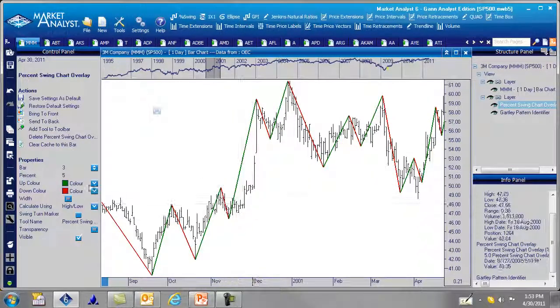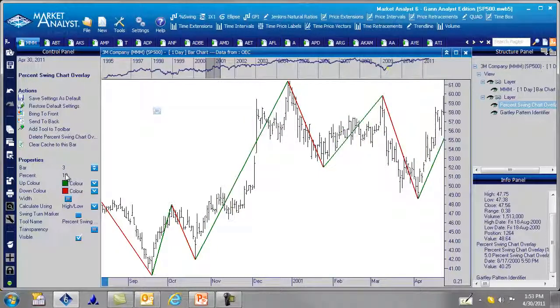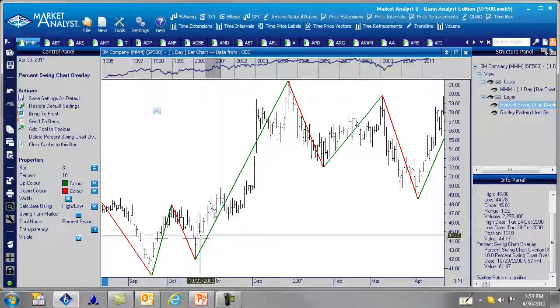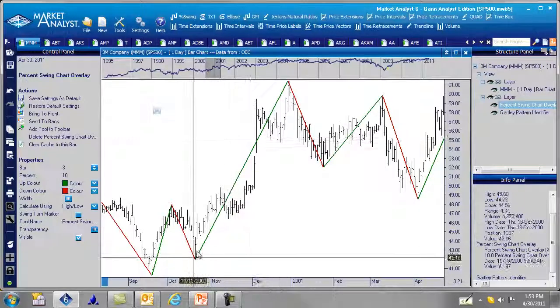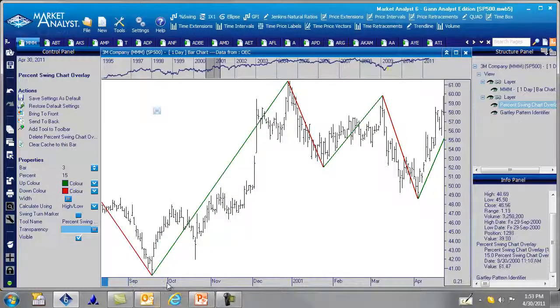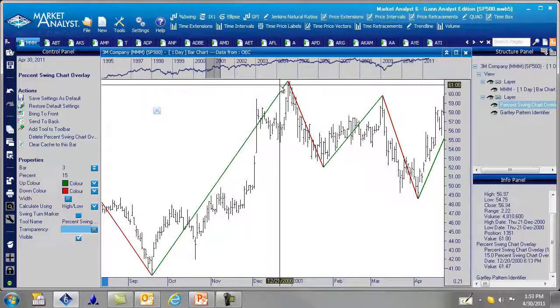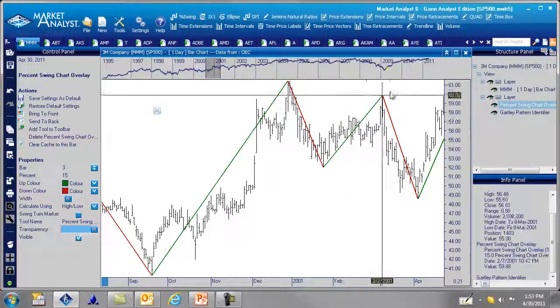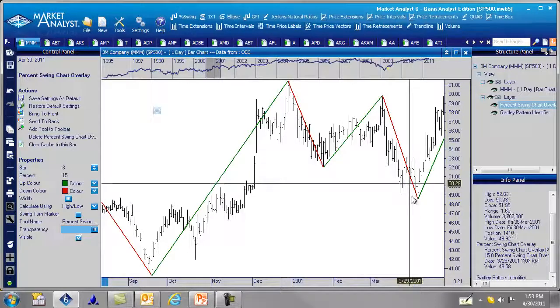Now, if we make this percentage higher, like 10%, then you can see it gets rid of the noise in that XA leg. Or if we go to 15%, it's just from the low to the high, and then we get this symmetry, the AB equals CD type of action like that.